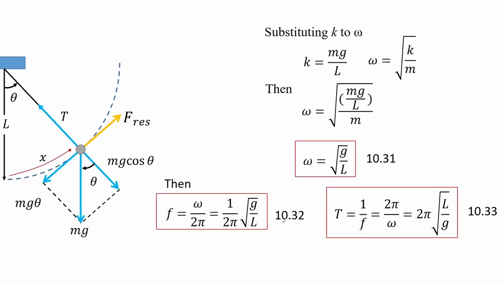Now we go deeper. We substitute this k into the angular frequency equation and we get that the angular frequency can be expressed as shown in equation 10.31. We can also write an equation for a pendulum type of system for frequency and period shown in equation 10.32 and 10.33.